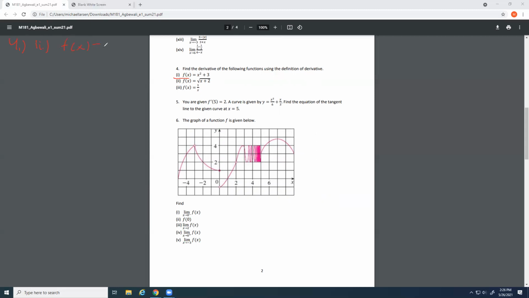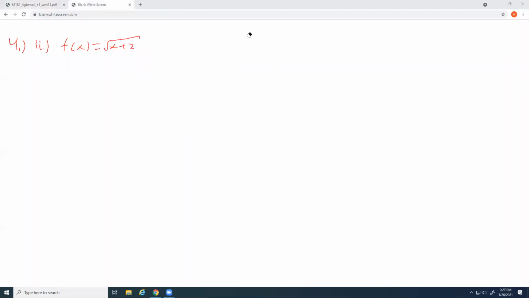F of x is equal to root x plus 2. All right, now we'll move on. I will move over to the whiteboard here. And let's go ahead and erase that underline. All right, so first thing, we need to know what the definition of the derivative actually is.